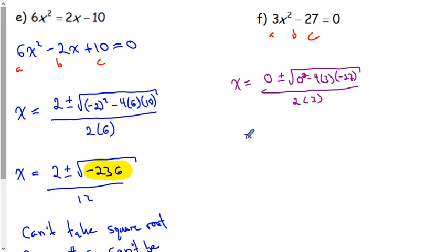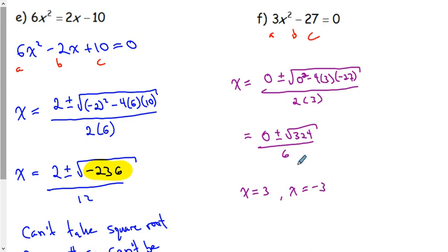So what does that work out to? Well, we end up with 0 plus or minus square root of 324. And that's because we were subtracting a negative when we multiplied all those out, so it's going to be a positive number over 6. So what does that work out to? Square root of 324 divided by 6. We're going to end up with two options, either x equals 3 or x equals negative 3.